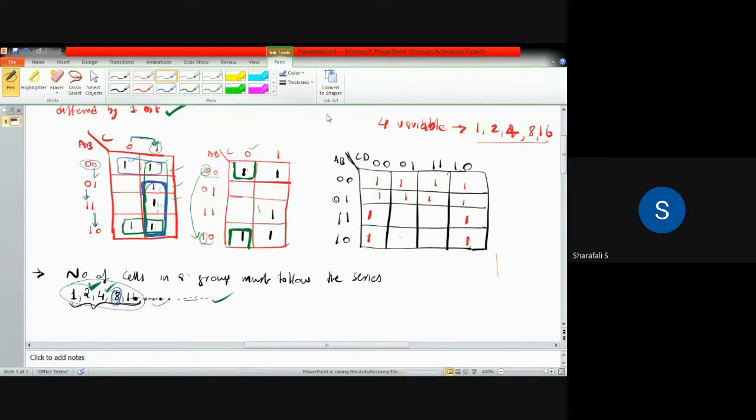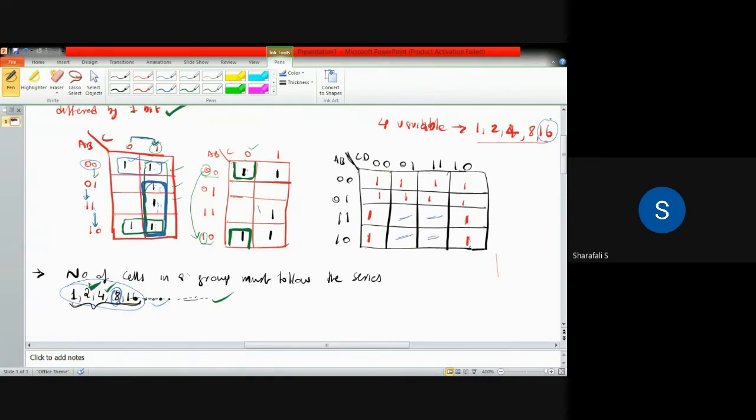So we have to do the first grouping, that is the maximum number of cells. You check whether 16 cells can be grouped together in this particular case. That is not possible because we have vacant cells in here, so 16 cells are not possible in this case because we do not have minterms in all of them. So that is not possible.